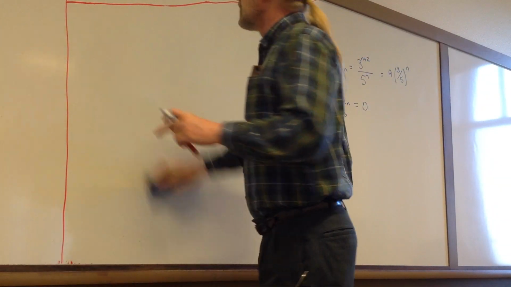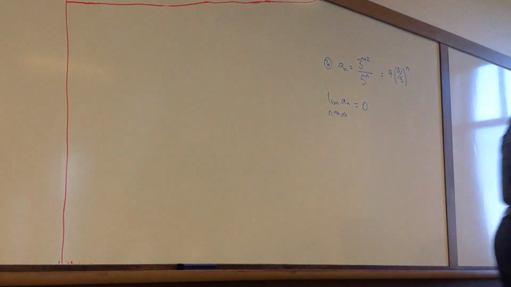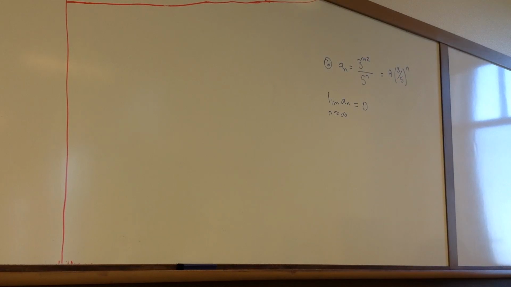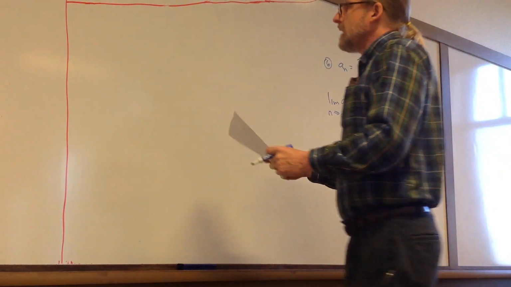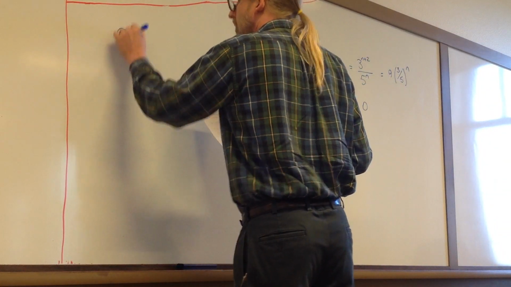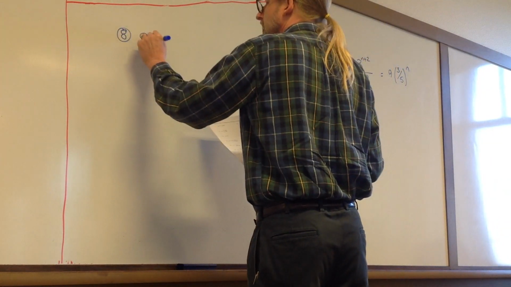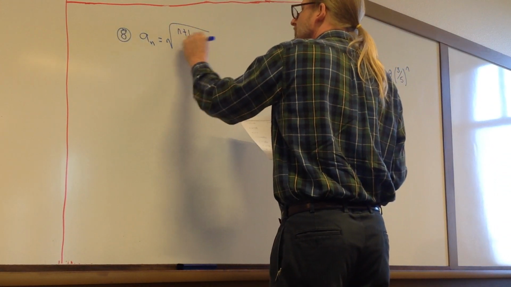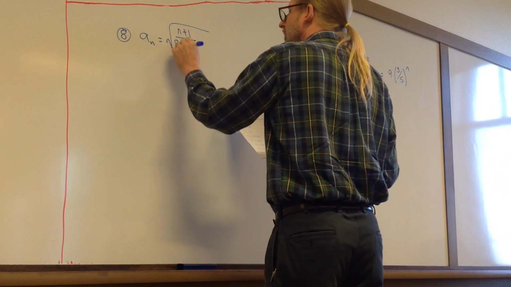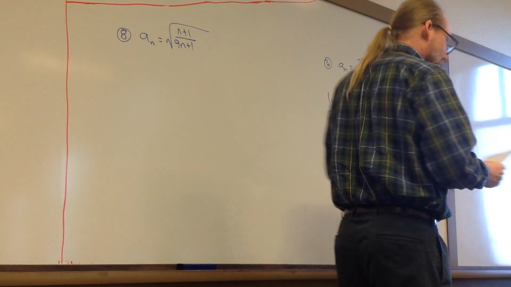All right, let's see here. What else? Problem 8. Here we've got a sub n is square root n plus 1 over 9n plus 1.